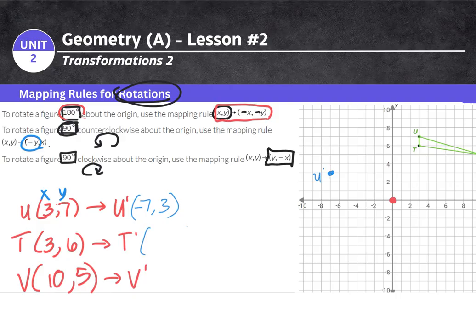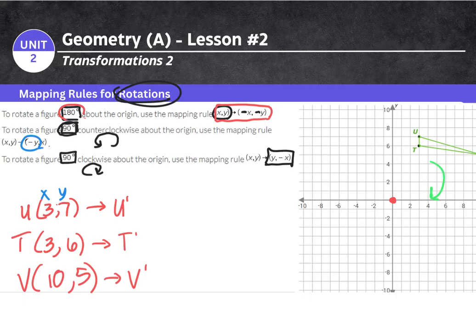So for T, same thing. We flip the numbers, change the sign of the first one, so we get negative 6, 3. And V, flip it, make the first one negative. So we go negative 5, 10. And done.